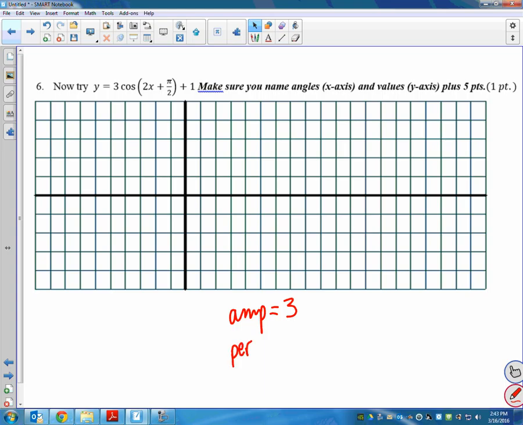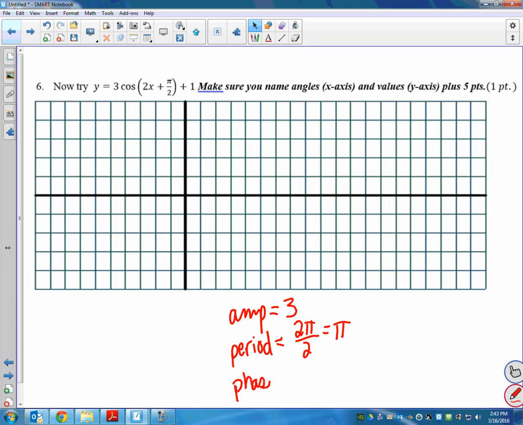My period is 2 pi over b, which in this case b is 2, which means if there wasn't a phase shift, this would just go from 0 to pi, and I could cut it in half and cut it in half again and make that lovely shape that makes cosine. But this one also has a phase shift.